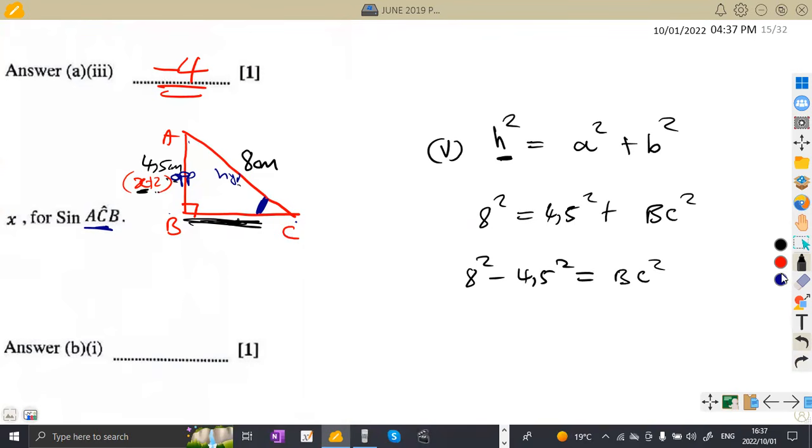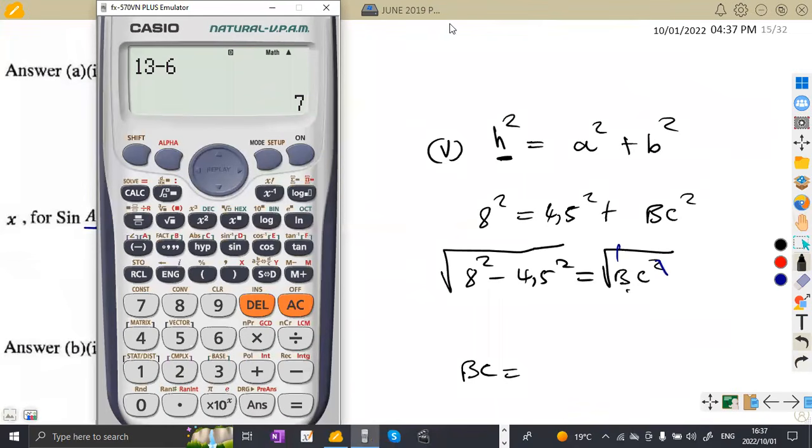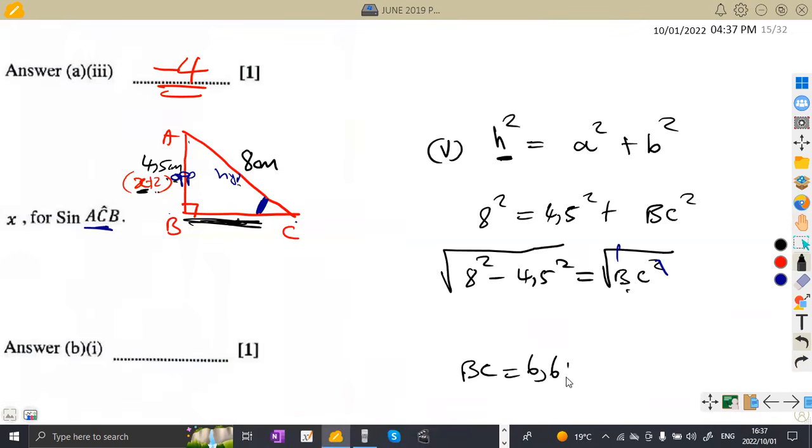So how do I find BC? I just have to introduce the square root both sides, so this can automatically cancel. That means BC is equal to the square root of that expression. On your calculator, you put everything inside the bracket: 8 squared minus 4.5 squared, then close the bracket. What is the answer there? Which is 6.6 something like that. To 3 significant figures, it's going to be 6.61. 6.61 centimeters. So that was your BC.